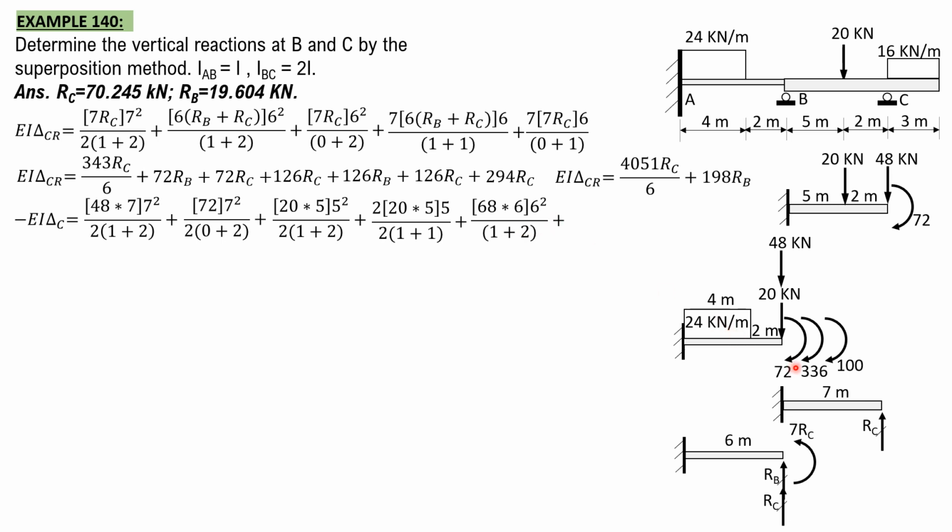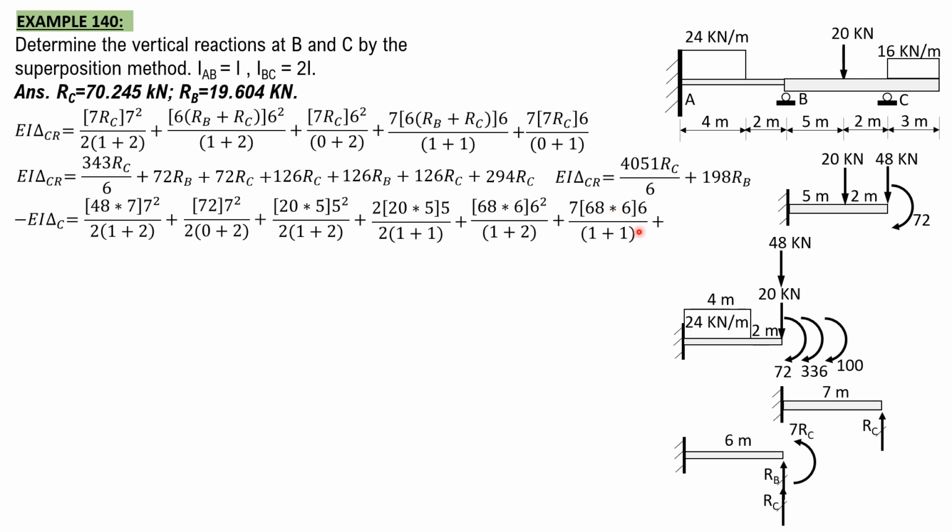Then the effect of these three couples: 72, 336 (48 times 7), 36, and 20 times 5, which is 100. So that would be, by the way, 7 times theta due to the 68 kilonewton load. So it will deflect further by 7 theta at B. So 7 times 68 times 6, that's the moment.